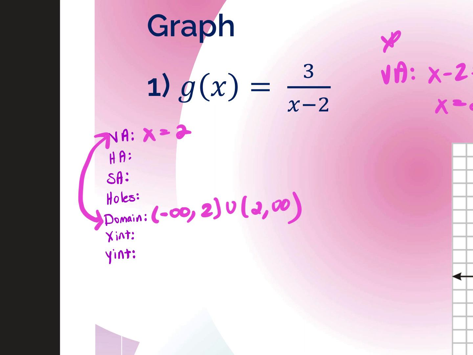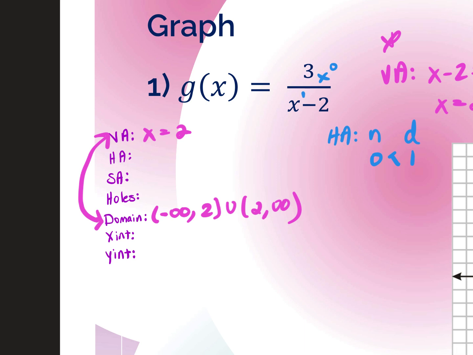So now let's talk about our horizontal asymptote. How do we find our horizontal asymptote? We compare the what to the what? Numerator to the denominator. Remember, if you have just a constant, this is x to the 0 power. This is x to the first. So what is the degree of the numerator? 0. What's the degree of the denominator? 1.